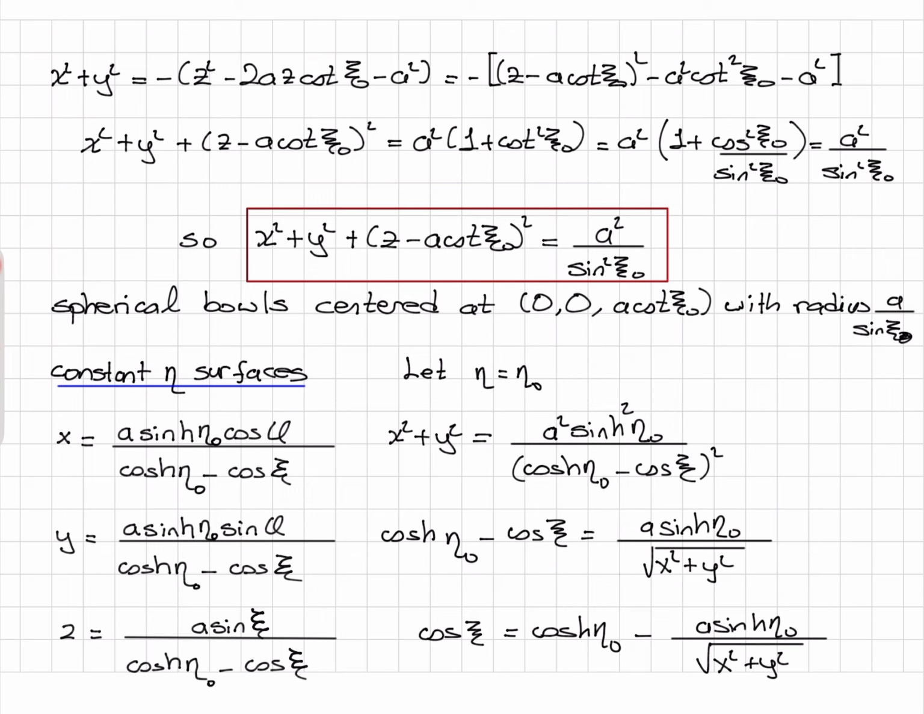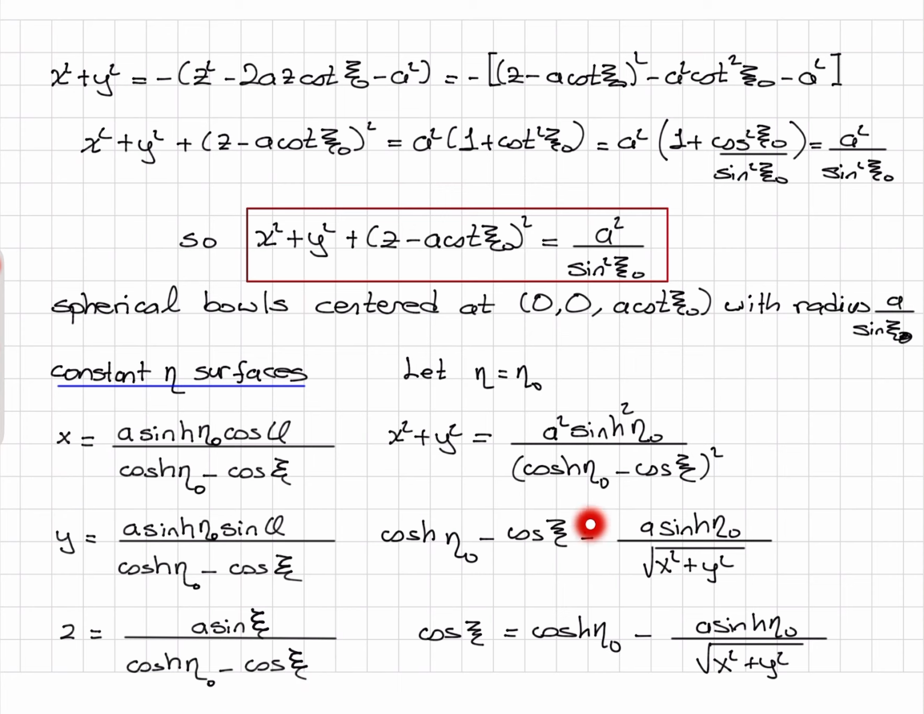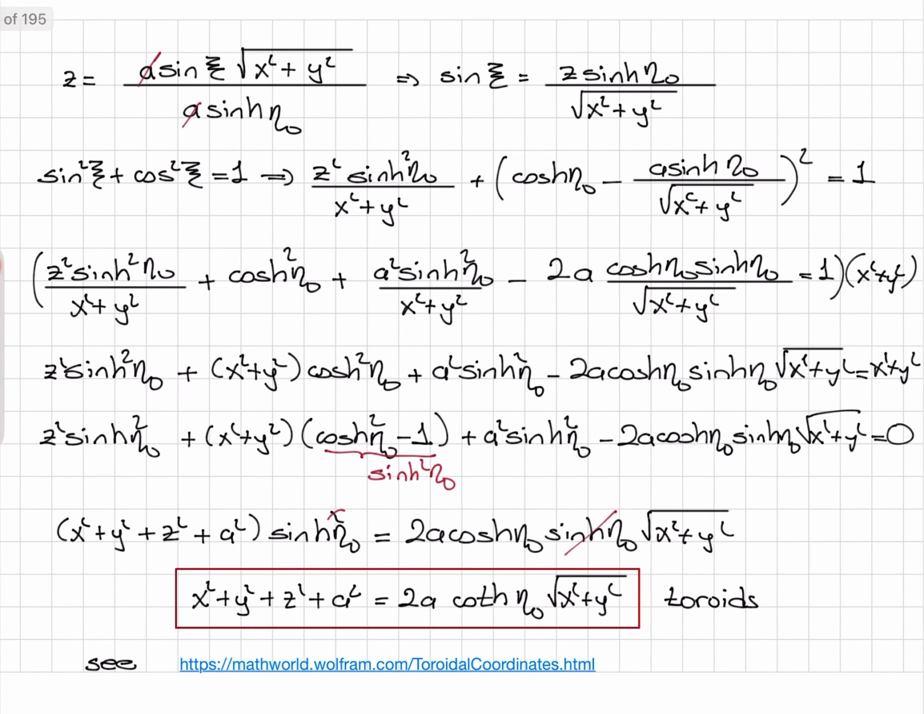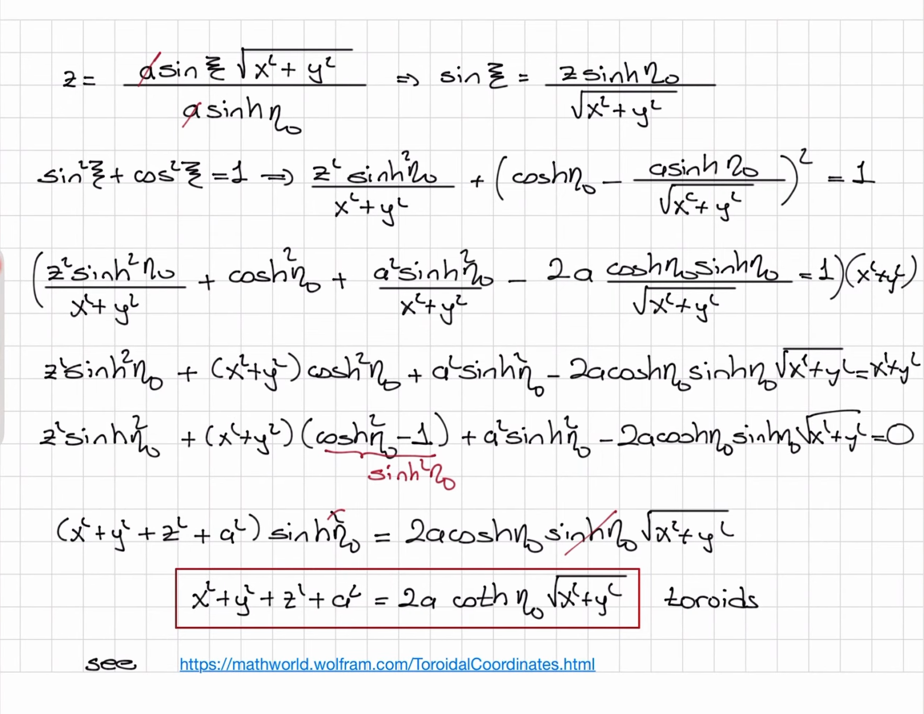Constant eta surfaces, I have substituted eta equals eta 0. First I've taken x squared plus y squared, and then from this equation I have obtained cosine psi, which is given by this expression. And using the z equation and substituting this result for cosine hyperbolic eta 0 minus cosine psi, I pulled out sine psi. Then I've noted that sine squared psi plus cosine squared psi is equal to 1. So square of this plus square of this must be equal to 1. And after some manipulations here and multiplying the equation that I obtained with x squared plus y squared, and taking the x squared plus y squared to the left hand side, I have noticed that here I obtain a cosine hyperbolic square minus 1, which is sine hyperbolic square.